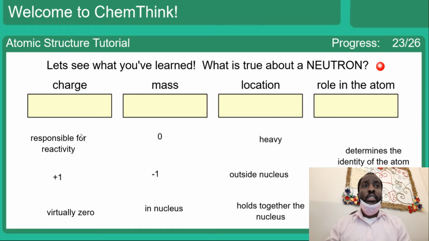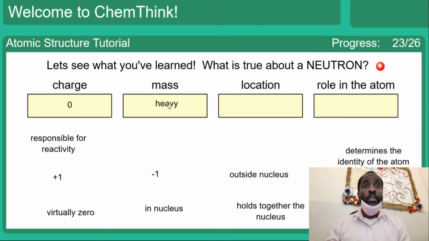Now, what is the charge of the neutron? The neutron is actually 0. It's not virtually 0. However, let's try. So if we put virtually 0 here, we're going to have it wrong. So you see, it denies. So the charge is 0, and the mass is heavy.